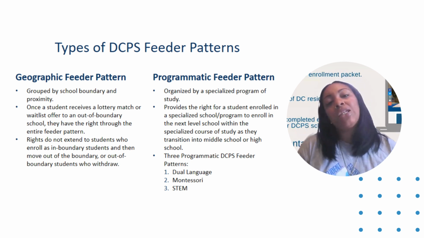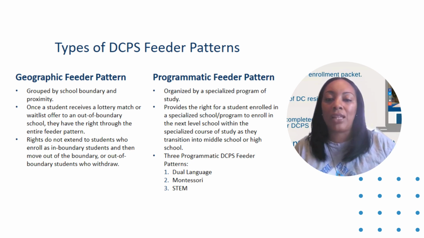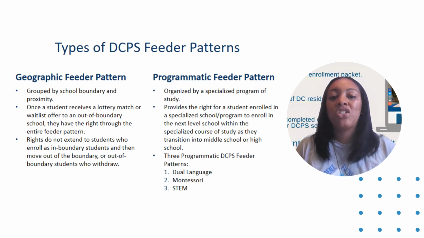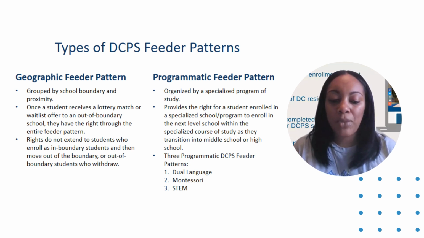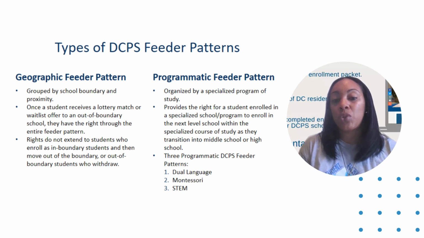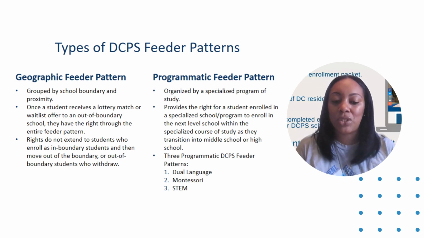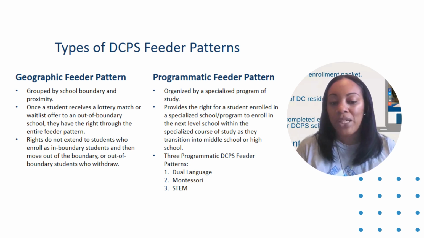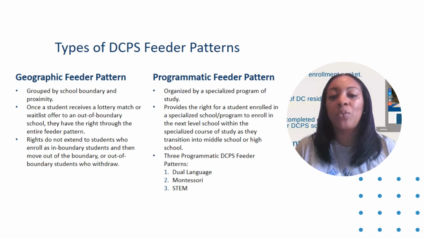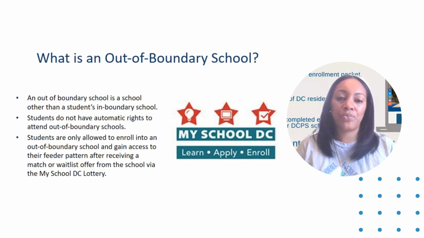For instance, let's say a student is enrolled in a dual language program at an elementary school and they're ready to transition to middle school. They can transition to a middle school that serves their needs for that dual language program to continue their studies as they did in elementary school. And they can follow that pattern all the way to high school as well to complete their educational journey with DCPS.